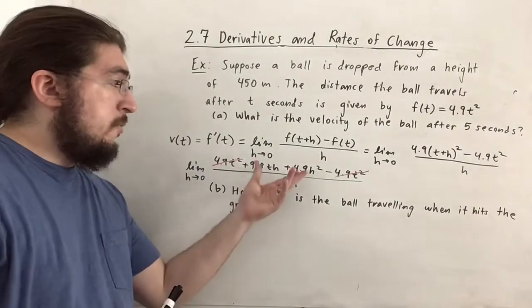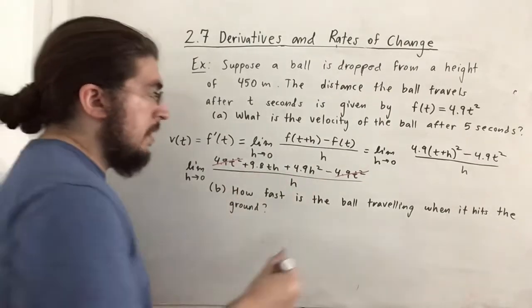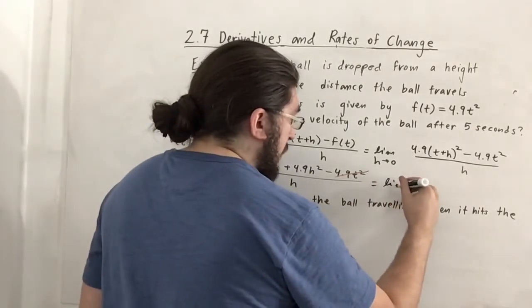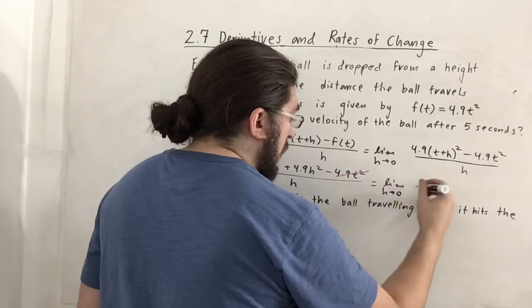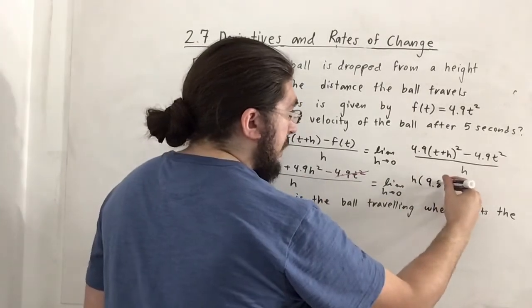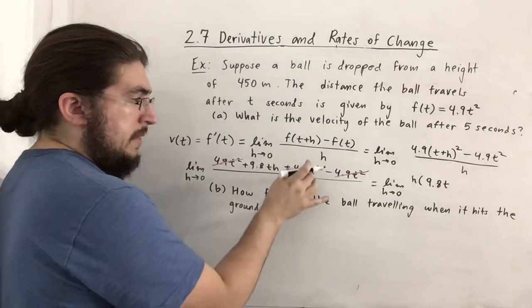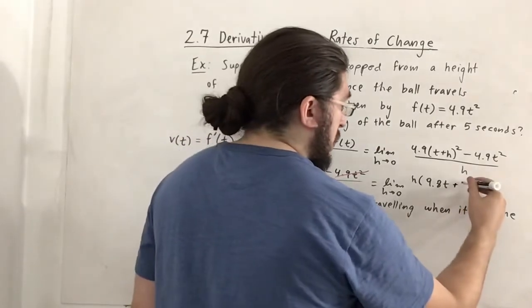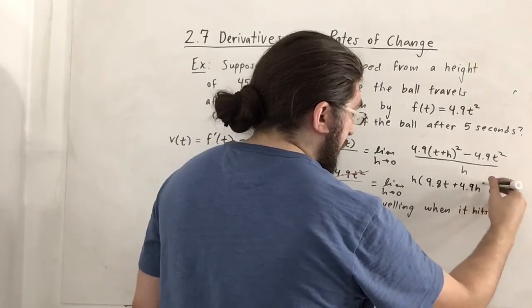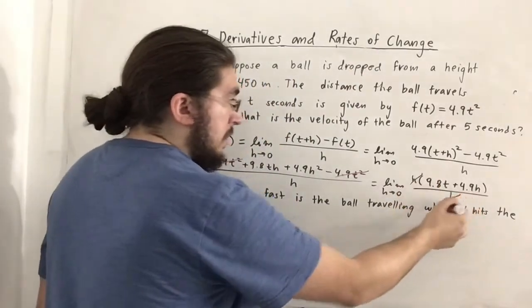And what's left in the numerator, notice these two terms both have h, so we can pull it out and cancel with this. So we'll end up getting the limit as h goes to 0 of, pulling that h out, we'll get 9.8t. So that's the first term. And then 4.9h. That's the second term, and then all over h. So notice these h's cancel out like this.